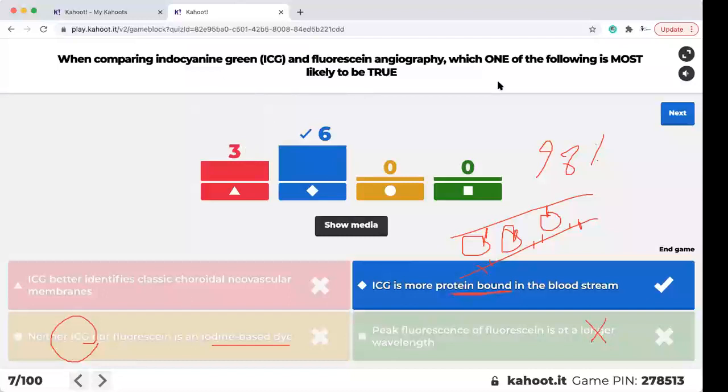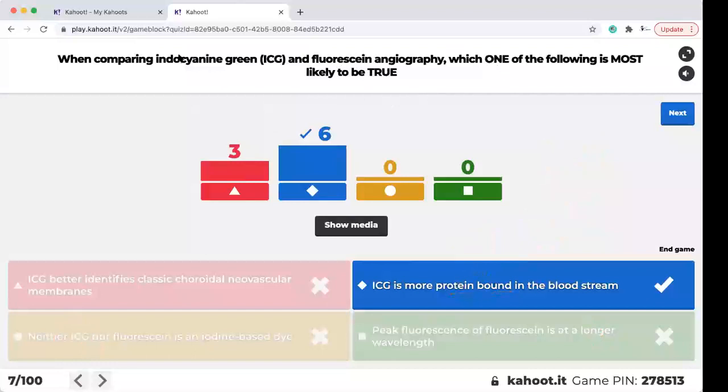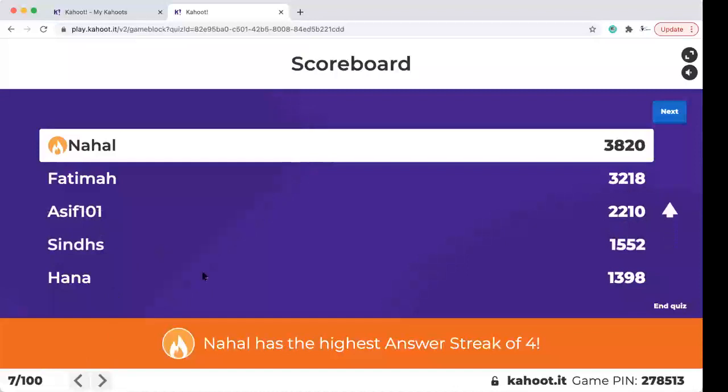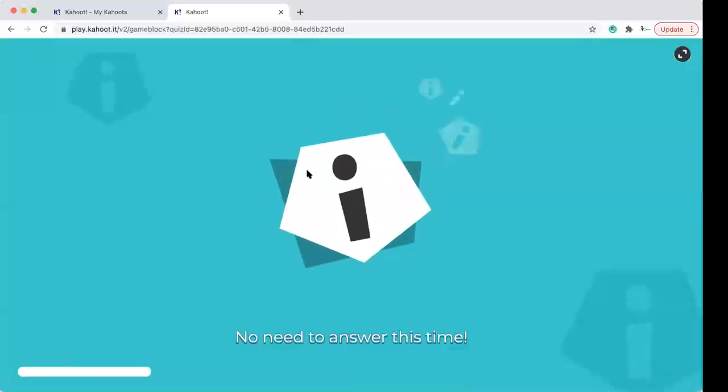So let's see who first got the right answer. So Dr. Asif is coming to the second place, and third place, Dr. Sindura for the fourth place.